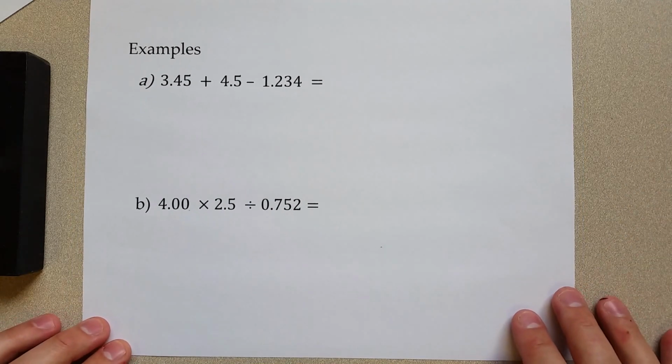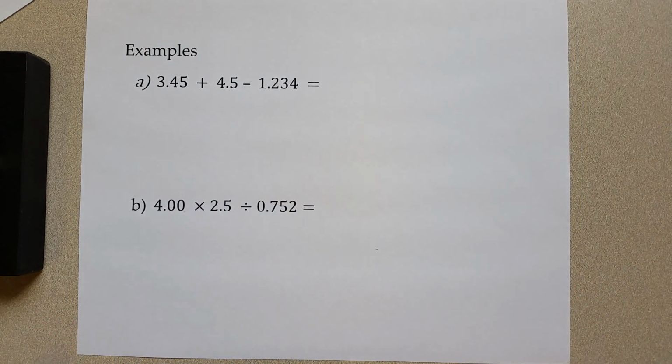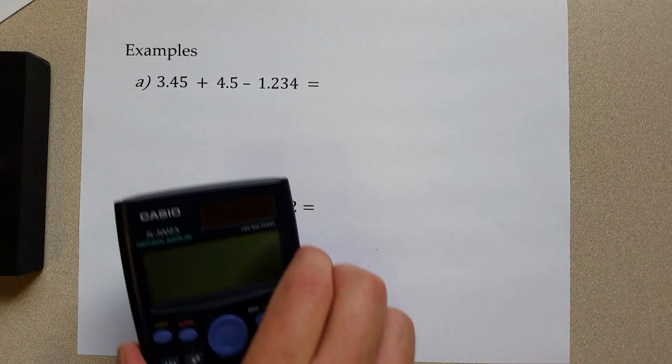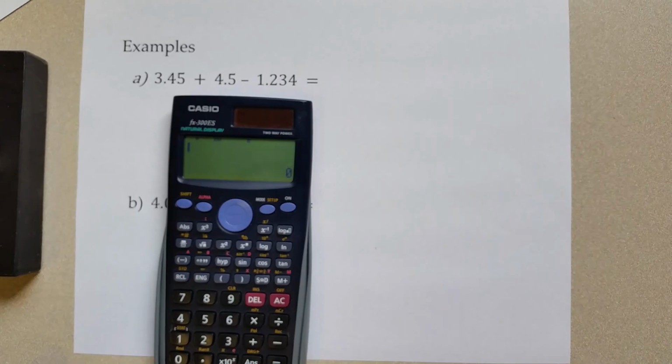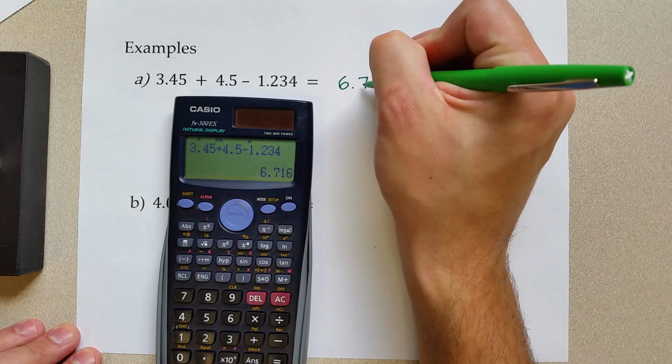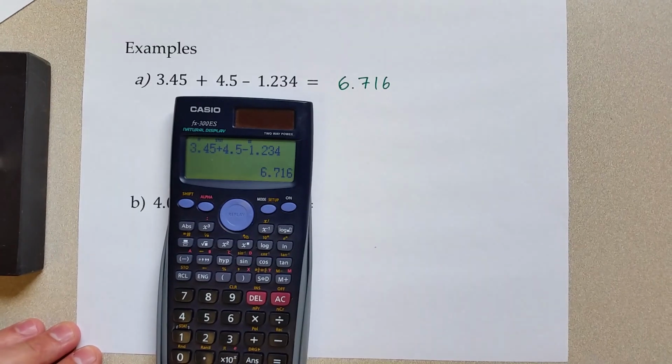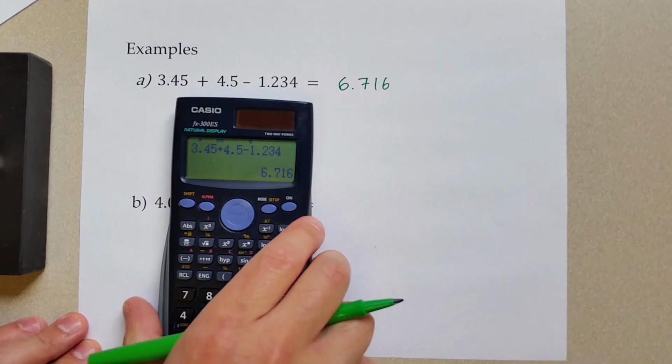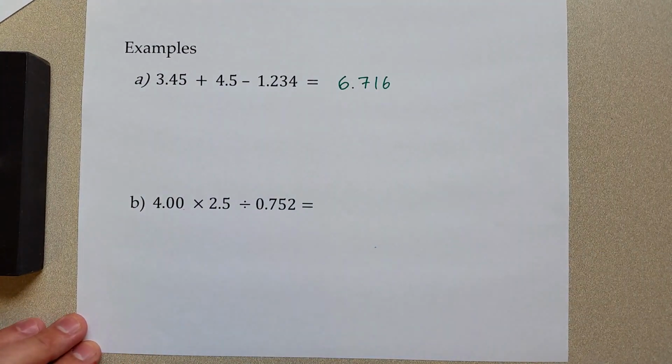All right, first we've got a problem with addition and subtraction. And so let's throw this into our calculator. All right, so 3.45 plus 4.5 minus 1.234. That gives us an answer of 6.716. But that is not the correct answer when taking into account significant figures.